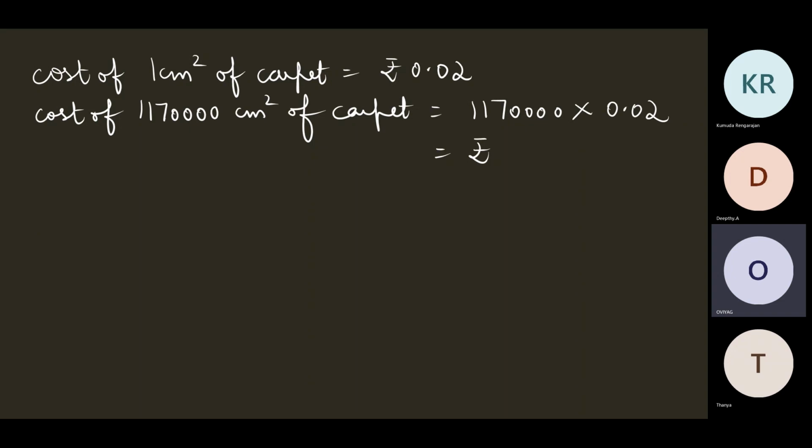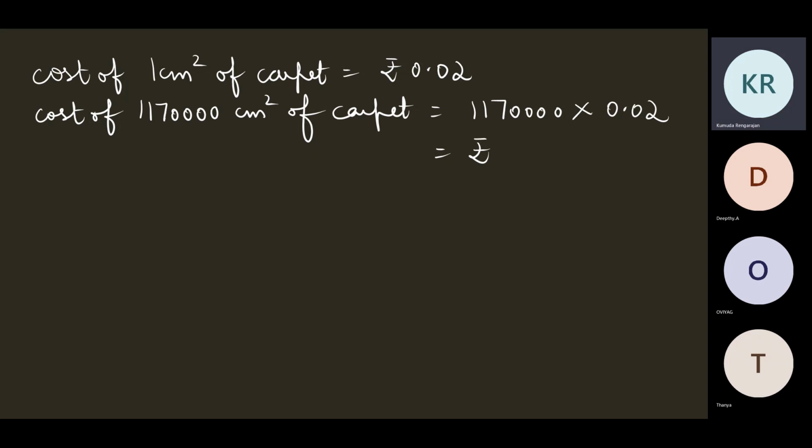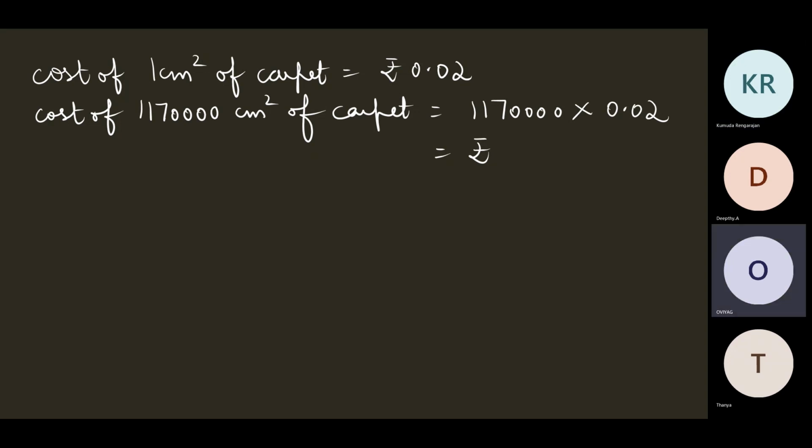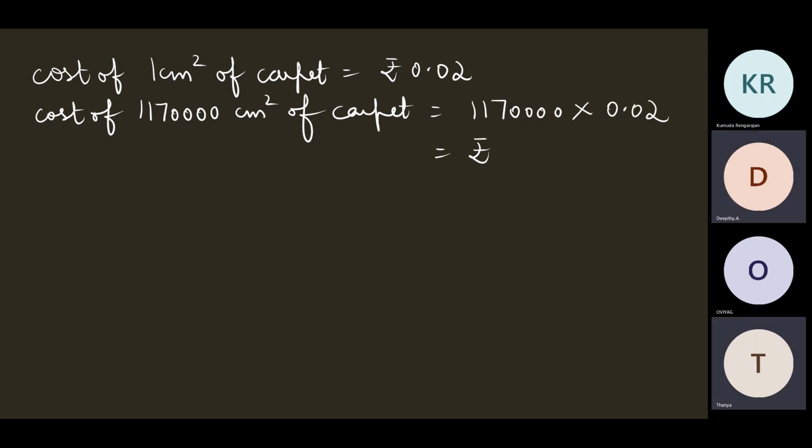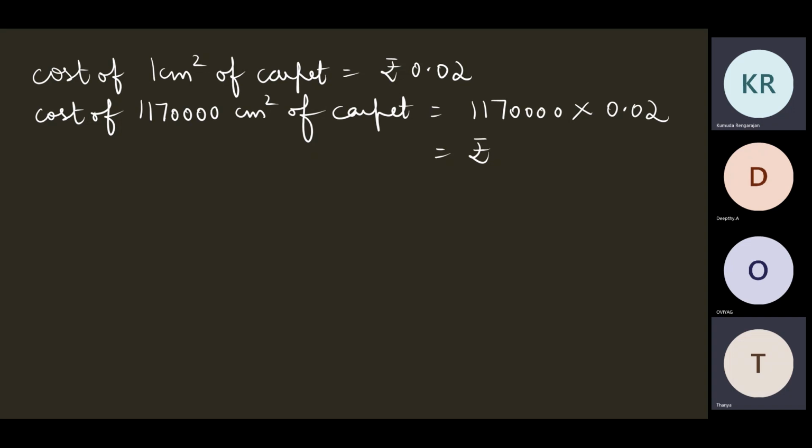Ma'am, the answer is 23 lakhs 40,000. Place a decimal point over here. After the decimal point, there are 2 digits, no? Ma'am, the answer is 23,400 and point and 00, ma'am. Correct. Tanya? Ma'am, I got the same answer. Okay, Deepti. Tanya? Ma'am, 2340, ma'am.